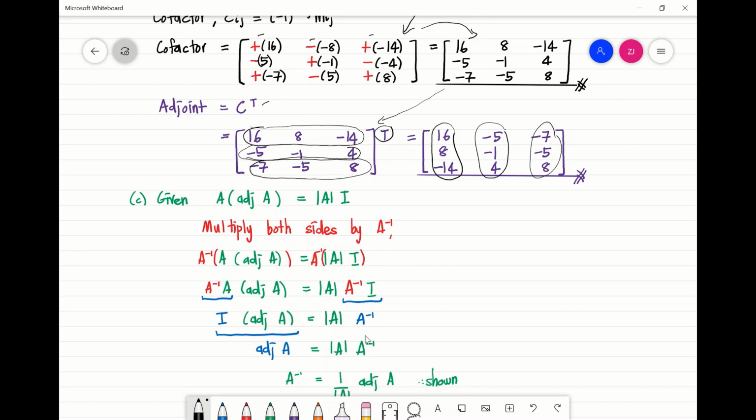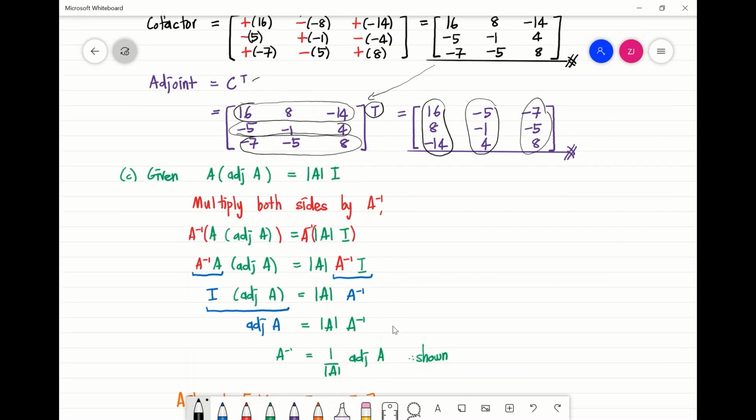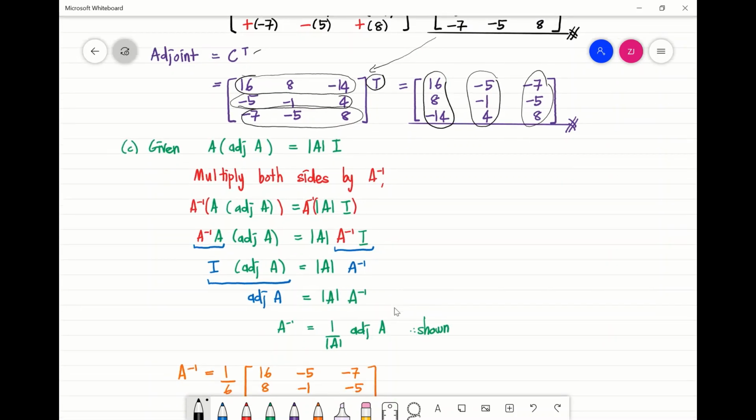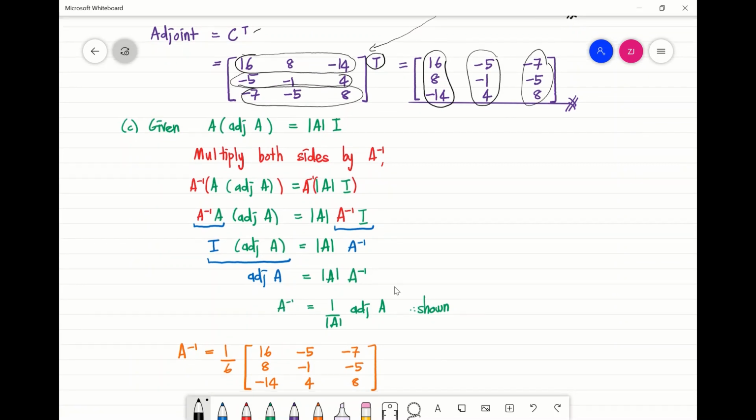And then A inverse here we bring down, so then we just write down A inverse as the subject. So we bring the determinant of A to the other side, so we will have A inverse equal to 1 over determinant times adjoint of A. So that is how to show the expression.